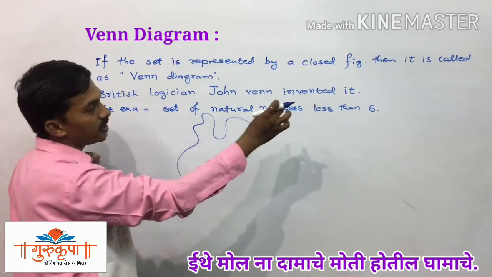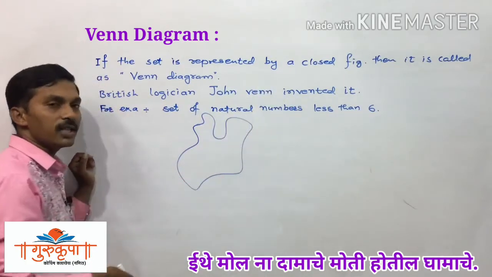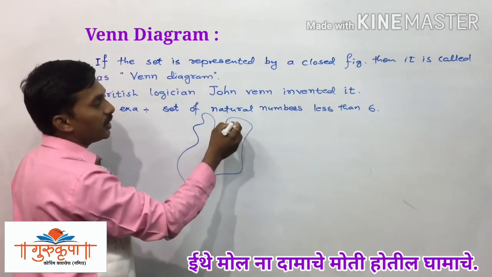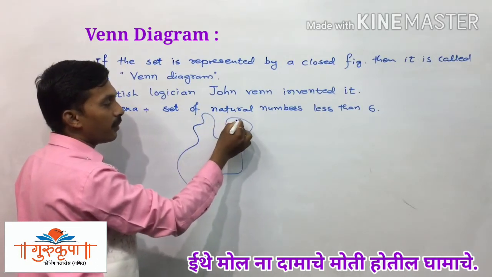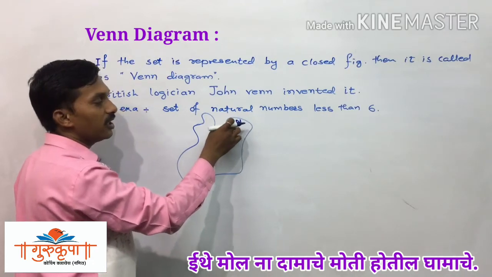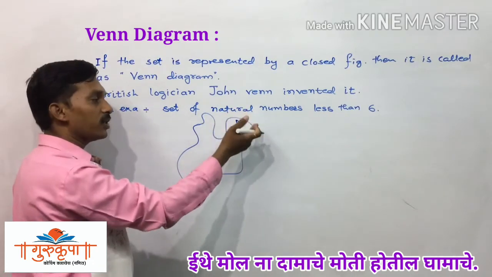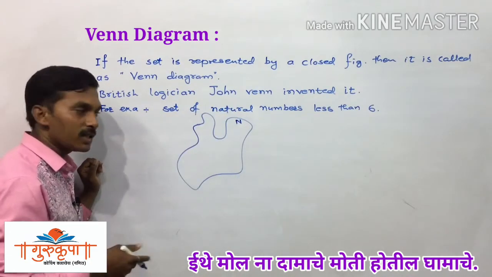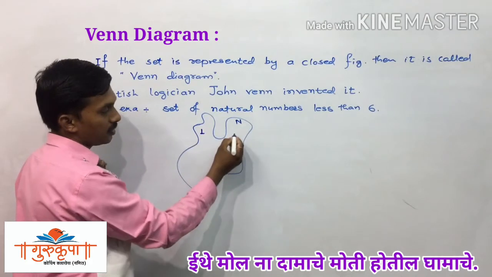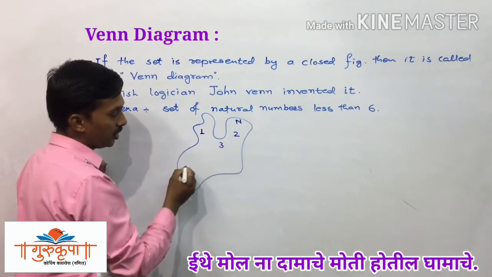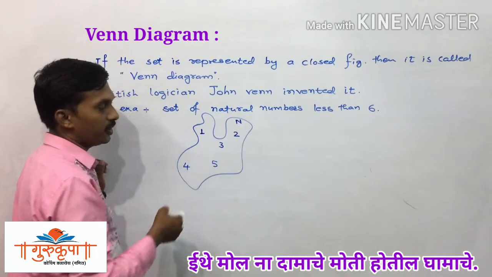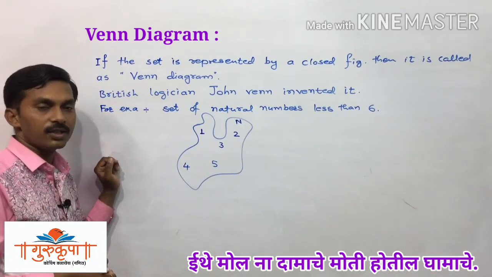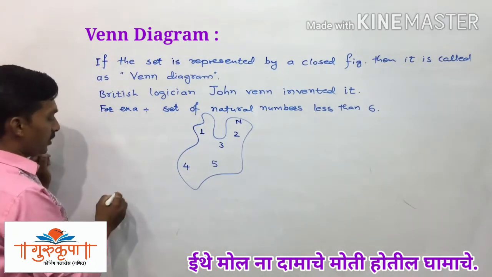Now you have to represent all the natural numbers which are less than 6 inside the diagram. Since the set is of natural numbers, we will represent it by N. This is the name of the set. You can write it outside or inside. Now we write all the natural numbers less than 6, that is 1, 2, 3, 4 and 5. It is too easy. We will take one more example.